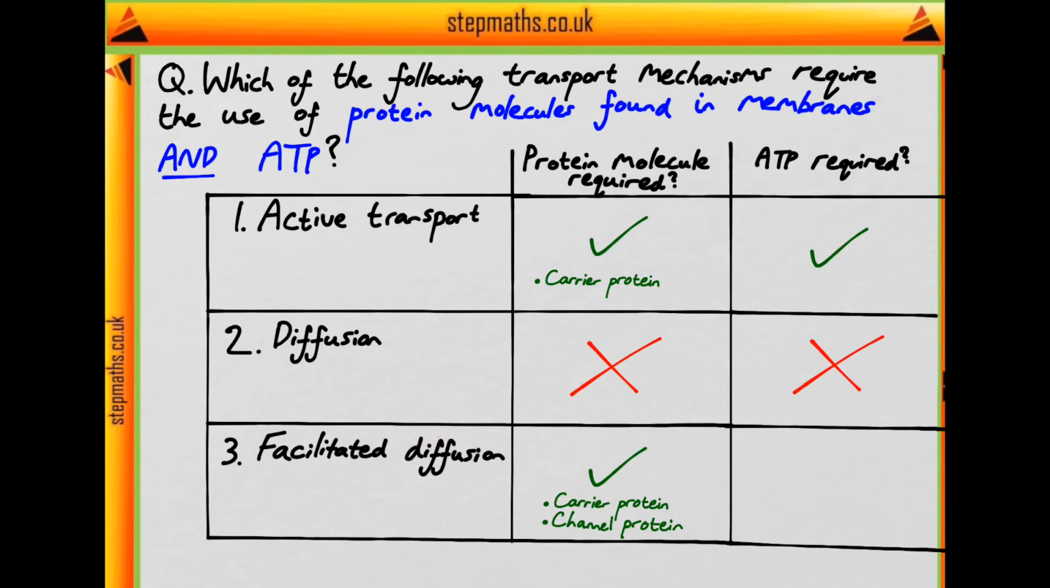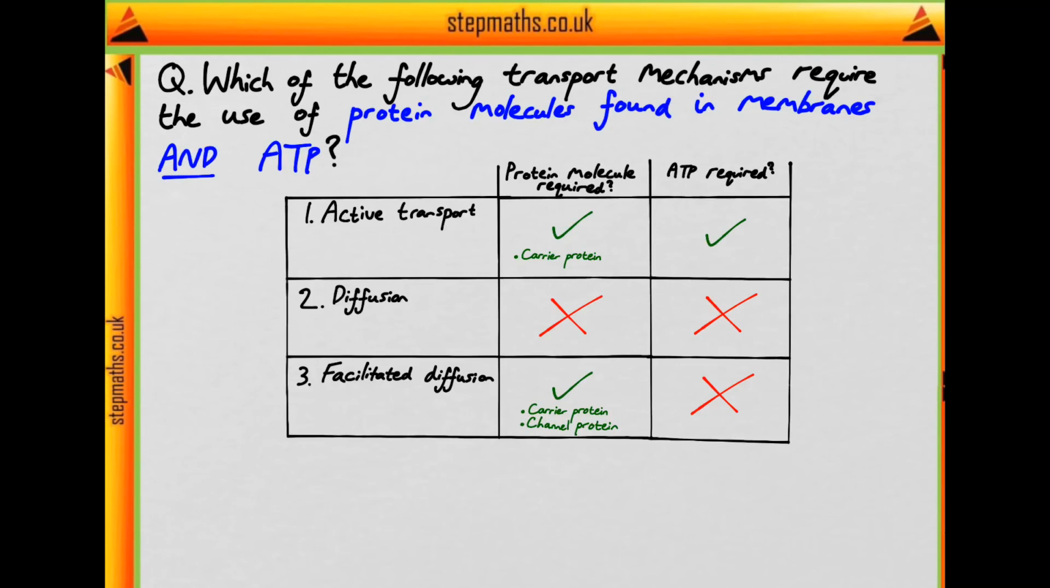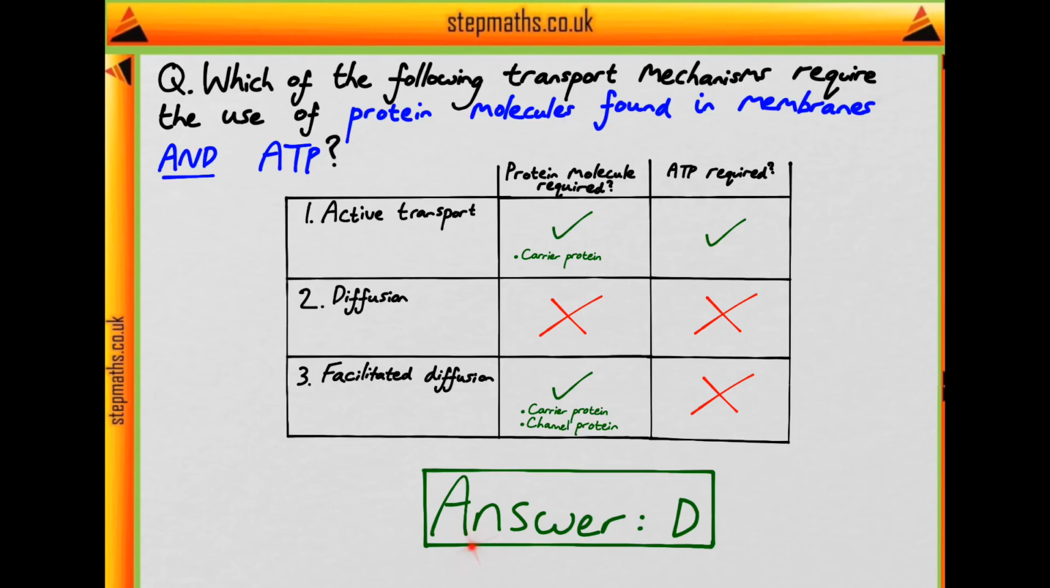However, facilitated diffusion does not require ATP, and this is because facilitated diffusion is a passive process, as the molecules and ions that are being transported are actually moving down their concentration gradient, and so no energy is required to do this. And so, as we can see, option 1, active transport, is the only transport mechanism which requires both a protein molecule and ATP, and so this corresponds to answer D.